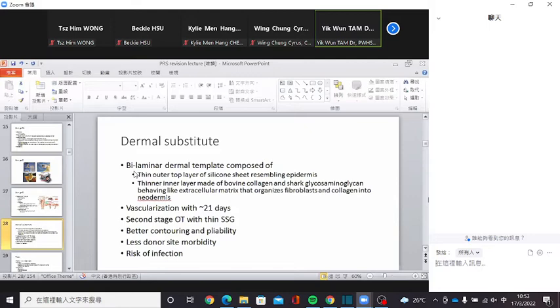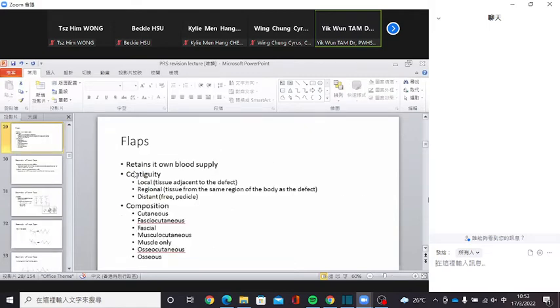For dermal substitute, it gives better contouring because it replaces the thickness of the dermis, and there is less secondary contracture. That means the scar will be better. It carries less donor site morbidity. However, it has a risk of infection, as this is an avascular material to start with.